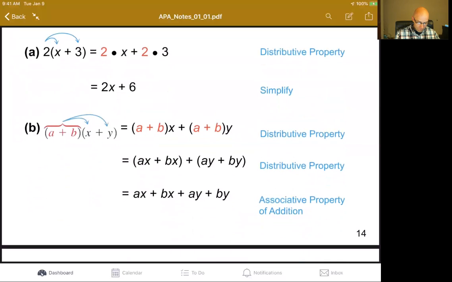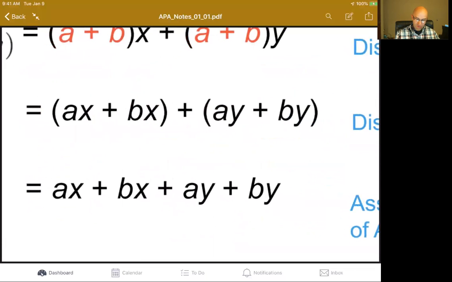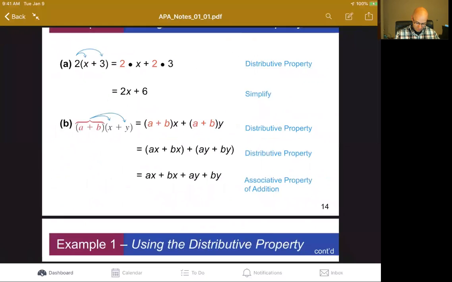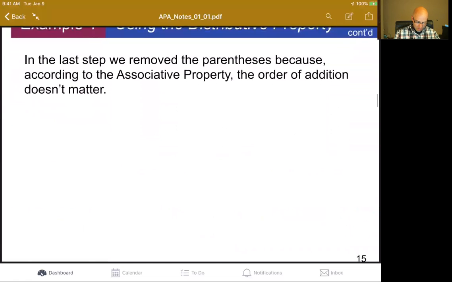Here again, we have the distributive property happening twice, distributing the a plus b to the x and the y, and then you're distributing the x to the a plus b and then the y to the a plus b. And the reason this last one's called the associative property is because at first we're associating the ax and the bx together separately. You don't have to associate them together because you can do addition in any order you want to.